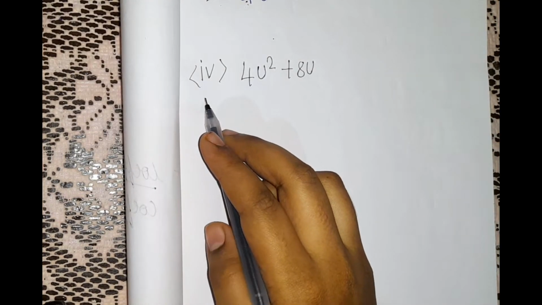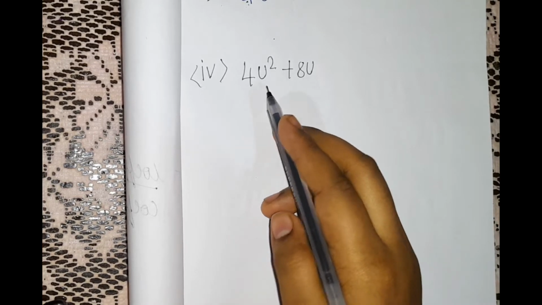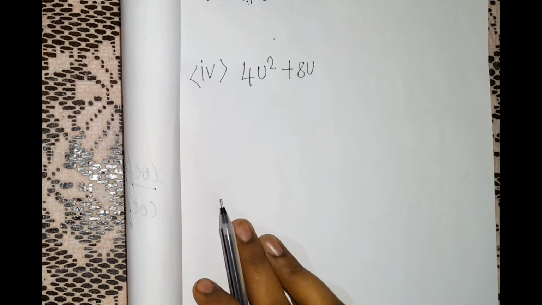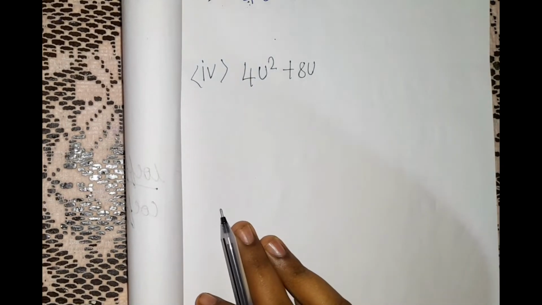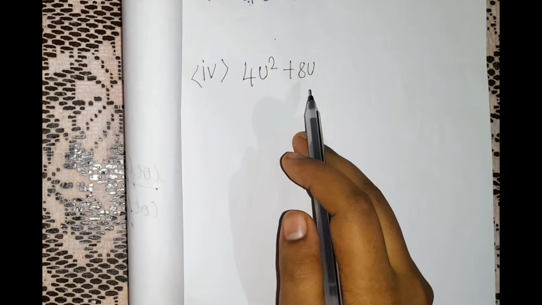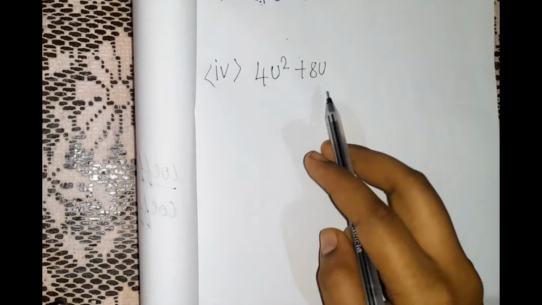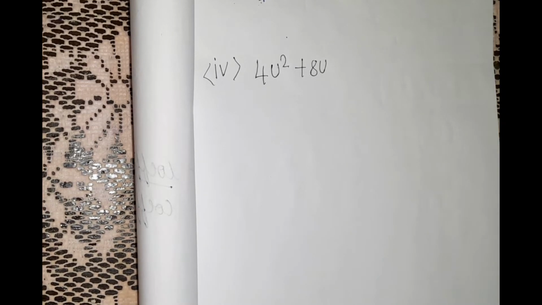In this fourth subdivision, the question is 4u square plus 8u. Here you can see we have 4u square, that is a term, and then we have plus 8u. But we are missing something, that is we don't have a constant value. You may think that if we don't have a constant value, then it is really difficult to do the sum, but actually it is really easy to solve it. So now let's solve it.